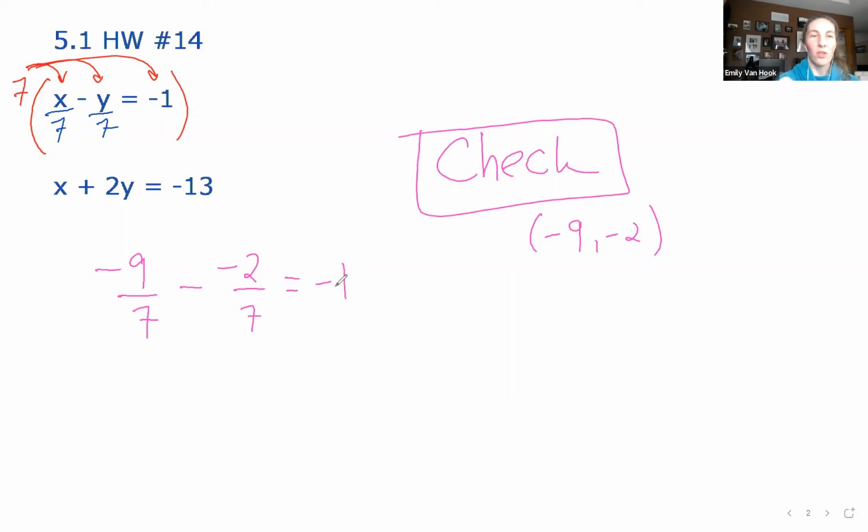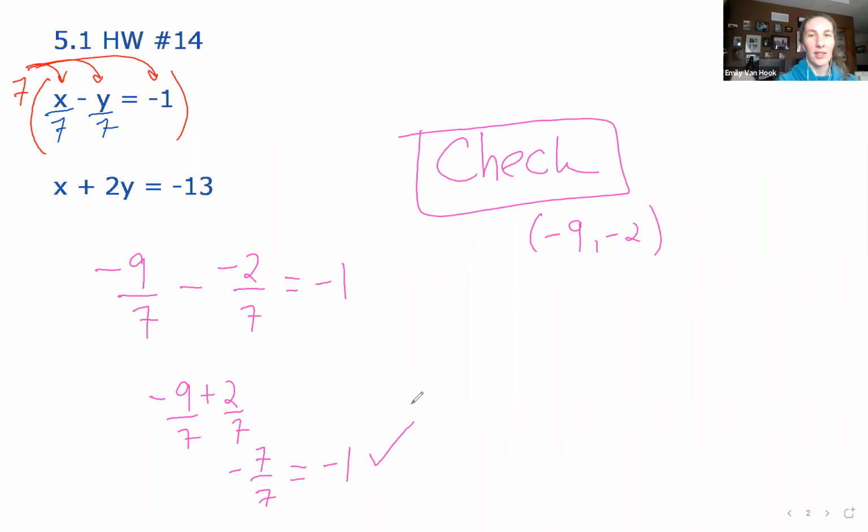-9 minus -2 is really the same thing as -9 plus 2. Those are both over 7. Common denominator is already there. -9 plus 2 is -7. And yes, -7 over 7 is in fact equal to -1. So our solution does work in the first equation.